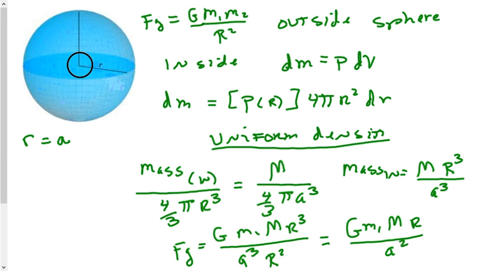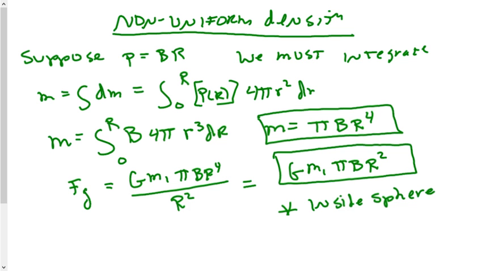Now, of course, what if I don't have a uniform density here? Suppose density is equal to some factor b times the radius. Now we have to actually integrate. So mass is equal to the integral of dm. In this case, it would be equal to the integral from 0 to r of our radius-based density function multiplied by 4 pi r squared dr. Now, of course, we don't have a multivariable situation here because our density is in terms of r. So what would that look like?